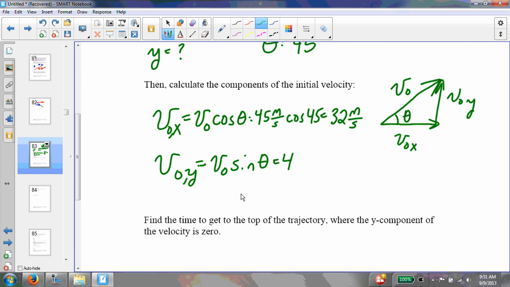Okay, so 45 times sine of 45, which is also equal to 32 meters per second. When your angle is 45 degrees, your x and y components are equal. So there's my x and y components.